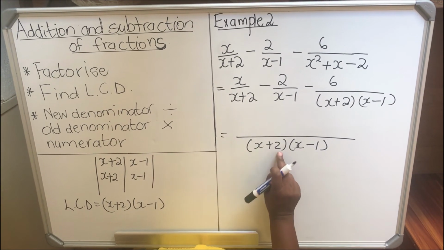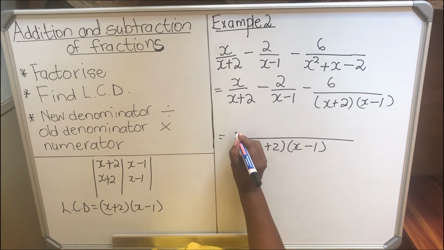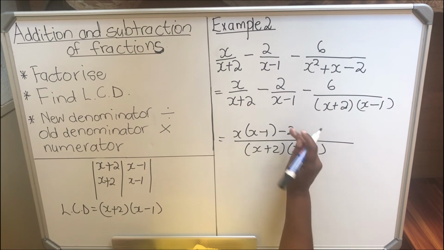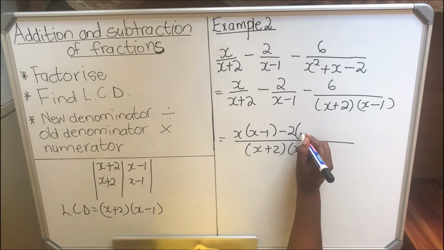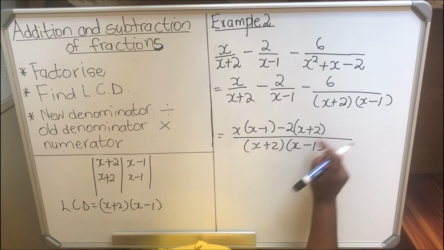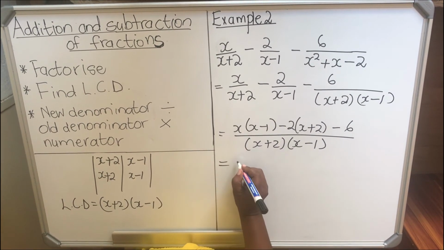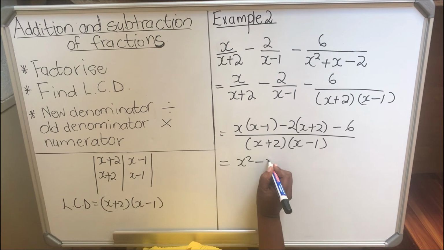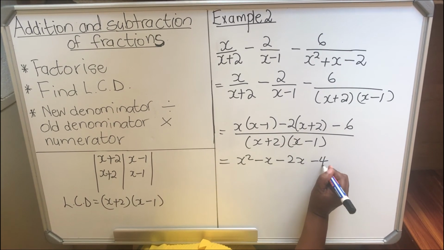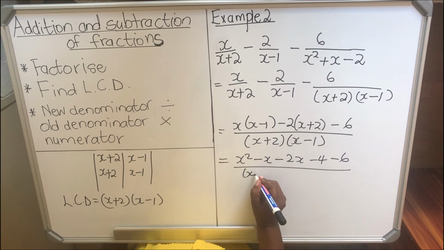Then new denominator is this one, divided by old denominator times numerator. So that will cancel that. I'll be left with x into x minus 1. Then minus 2. That will cancel that. I'll be left with x plus 2. And then that will cancel that. That will cancel that. I'll be left with minus 6. Then we find the product. X times x, x squared, minus x, minus 2x, that and that, minus 4, minus 6, over, you don't multiply out the denominator.